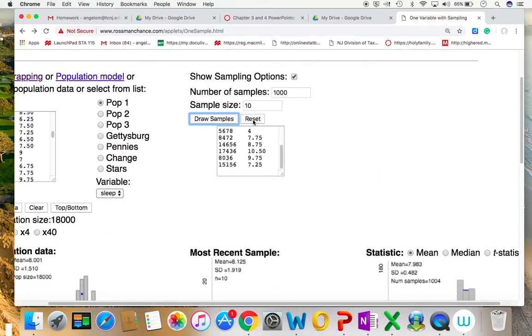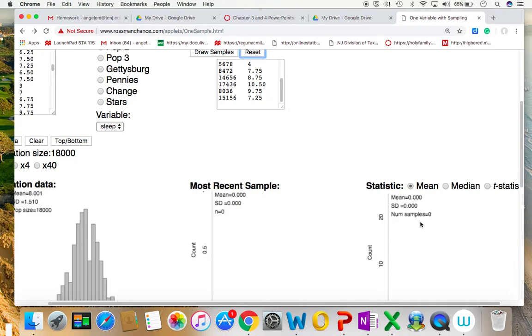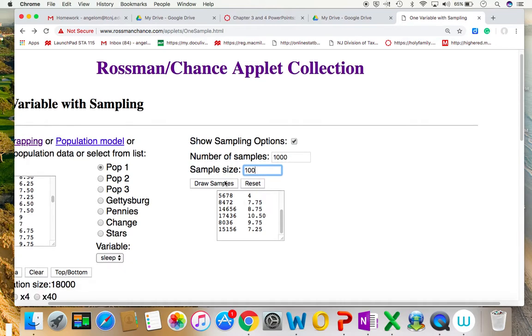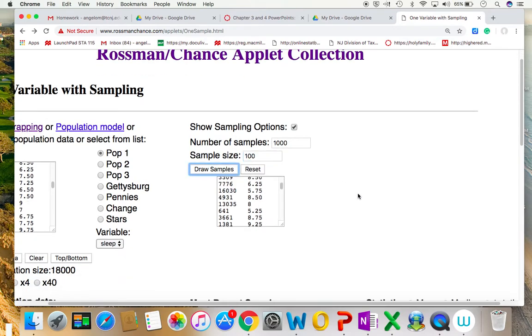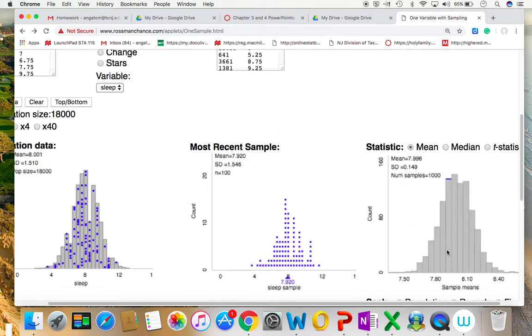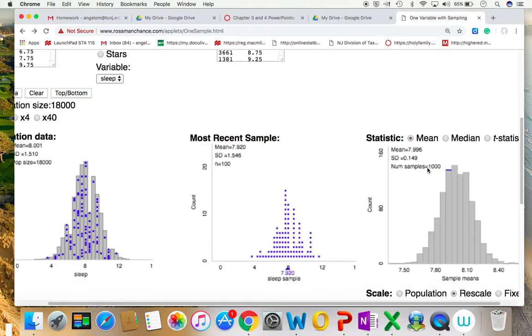So let's do that. Let's hit the reset button here. Everything goes back to 0. Let's say our sample size now is 100 instead of 10. I'm going to click on Draw Samples. It's going to take a little bit of time. Again, notice how my data here is more consistent. My standard deviation goes down immensely. My mean gets even more accurate, almost at 8 exactly. In this histogram, it takes on pretty much the same shape. It's normal.